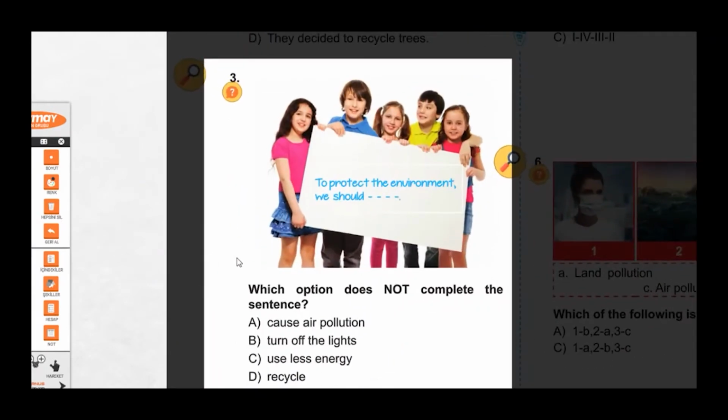3. Which option does not complete the sentence? The sentence, to protect the environment, we should cause air pollution. No, of course. Turn off the lights, or use less energy, or recycle. We should not do it, so it does not complete the sentence. So it's A. Okay? We shouldn't, and here it said we should.